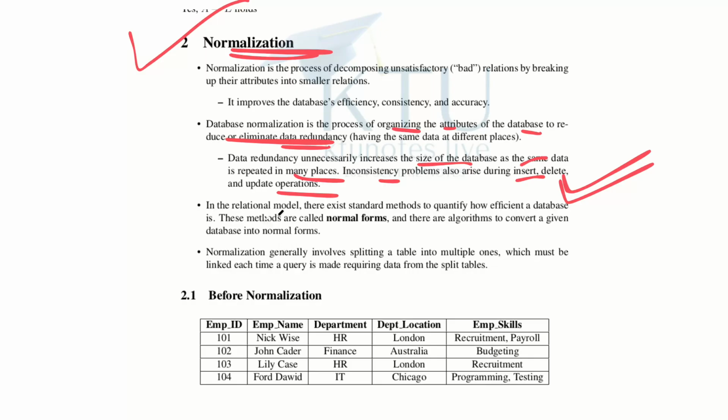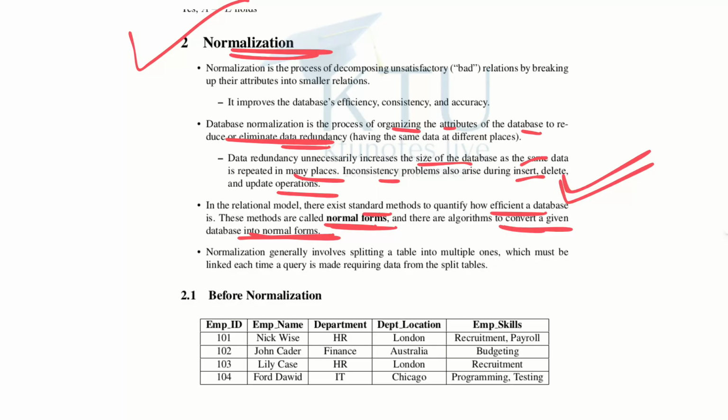Understood? So in the relational model, there exists a standard method to quantify how efficient a database is. These methods are called normal forms, and these are algorithms to convert a given database into normal forms. There are different standard methods in order to do this normalization. These methods are known as normal forms. This helps us to quantify how efficient a database is.